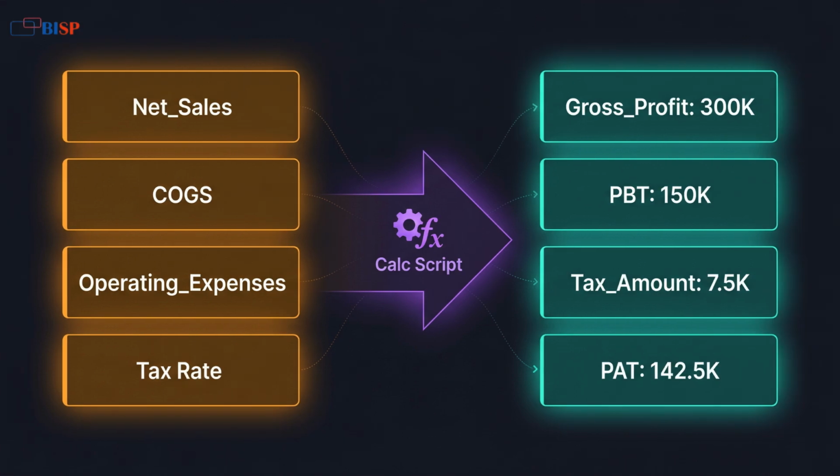1. Gross profit. 2. PBT, profit before tax. 3. Tax amount. 4. PAT, profit after tax. One calc script handles all four.